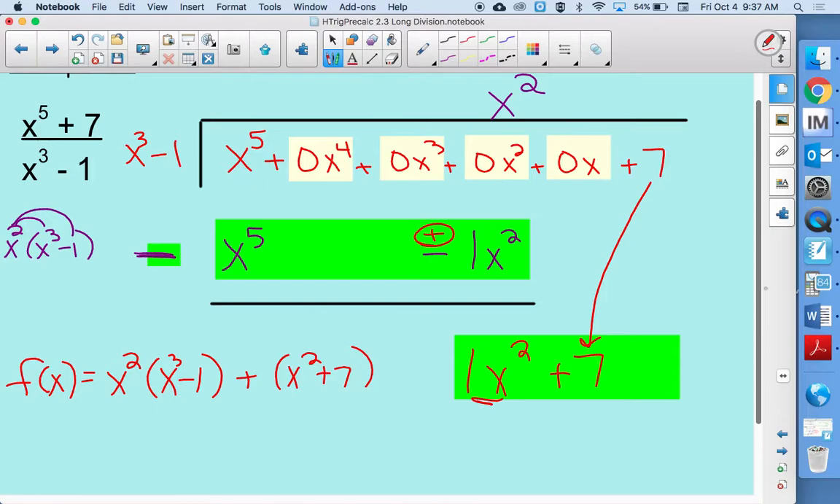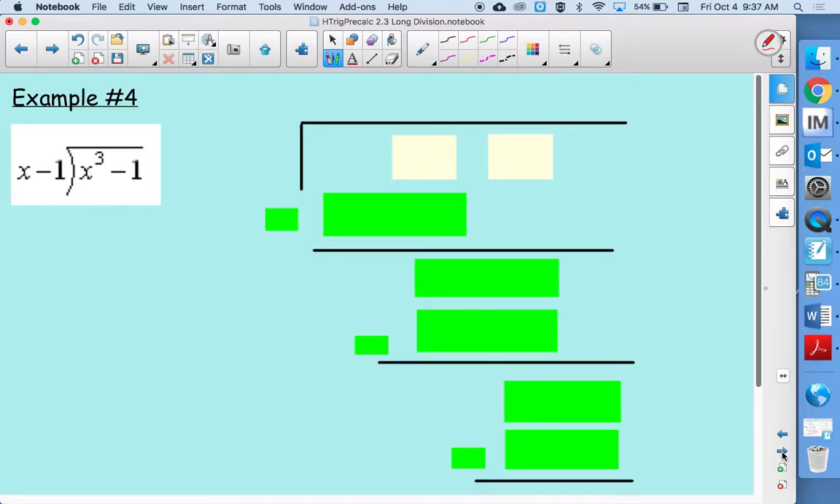Questions? See if you can try example 4. So we have x cubed, 0x squared, a 0x, and then the minus 1. So try and think of expanding that piece. The dividend, that big part, we want to expand it so our powers are lining up vertically.